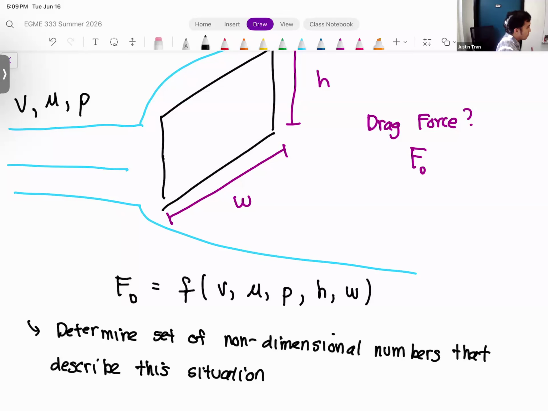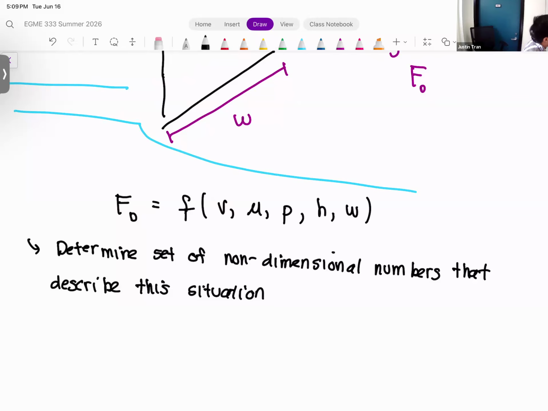So in other words, we're going to use our method of repeating variables to determine what these non-dimensional numbers are going to be. Okay, so we're going to follow our seven-step process. Really, it's kind of just a 5-step process in order to determine what these are. All right, any questions on just the setup for the problem?